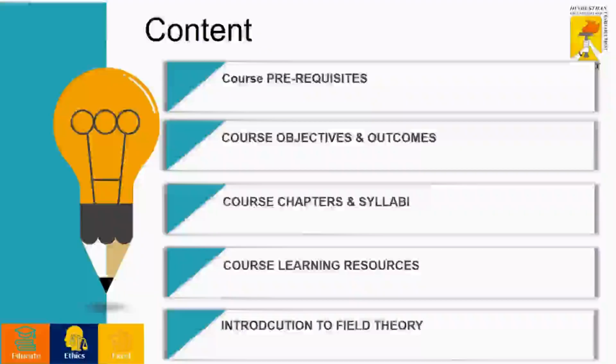The content of this session is what we cover for the entire session: the course prerequisite, course objective, and course outcomes, and the chapters we are going to discuss unit-wise, the syllabus, and the course learning resources available, and then an introduction to field theory and its application. So this is the content we are going to discuss for this session.